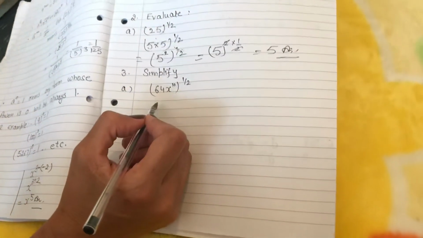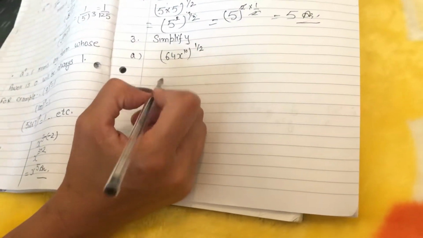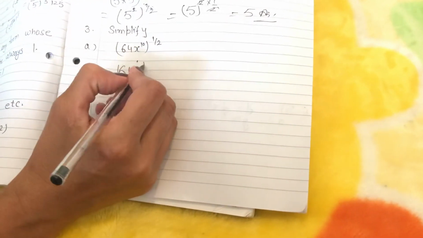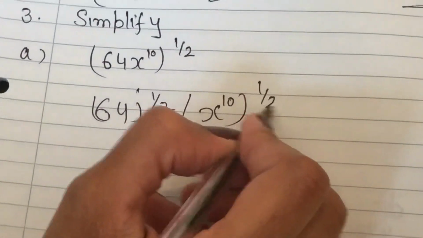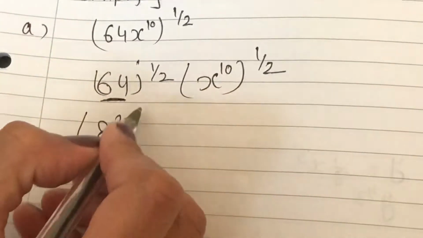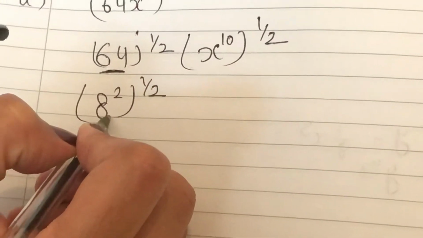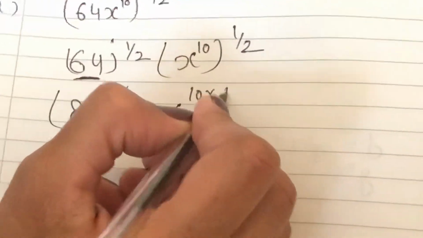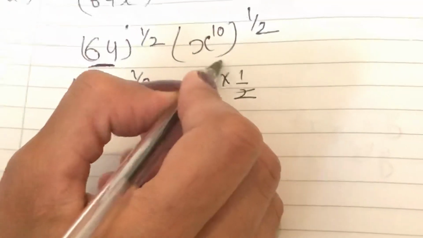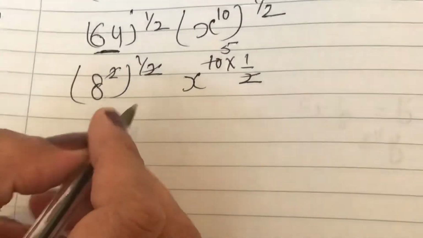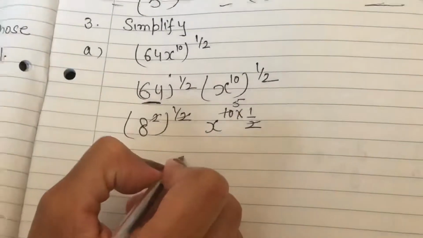So how do we do this? We can do x raised to the power 64 to the power 1 by 2, x raised to 10 raised to the power 1 by 2. How can we break it? x squared raised to the power 1 by 2, because 8 times 8 is 64. x raised to the power 10 times 1 by 2. So this is 5, and the 2 cancels. The answer is 8 x raised to the power 5.